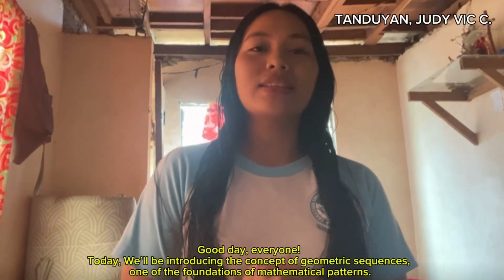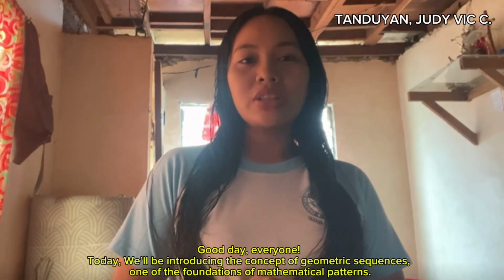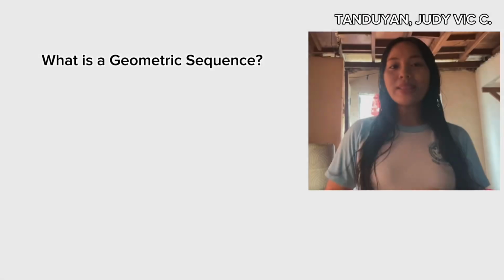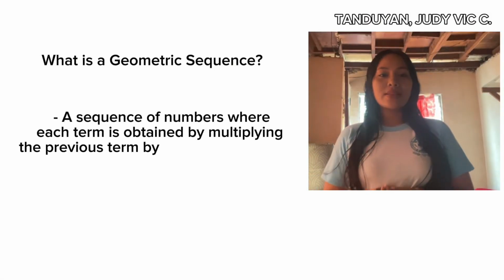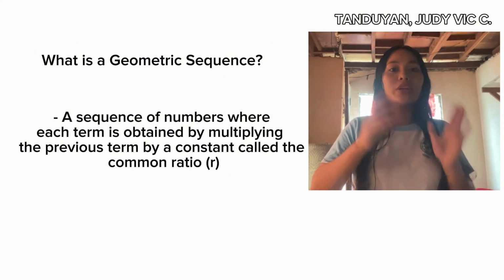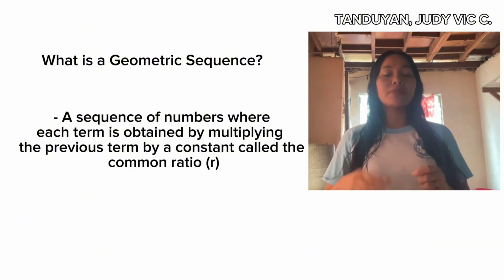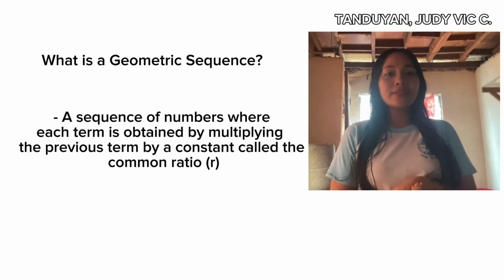I'll be discussing the concept of geometric sequences, one of the foundations of mathematical patterns. So what is a geometric sequence? A geometric sequence is a series of numbers where you multiply the previous number by a fixed value called the common ratio to get the next number.